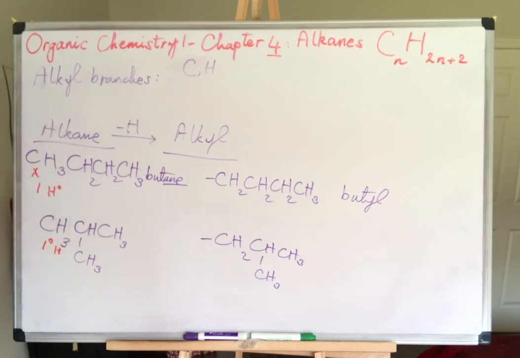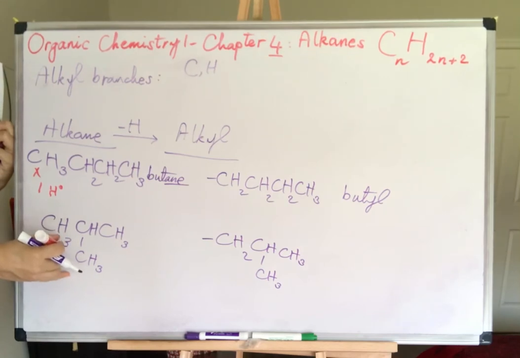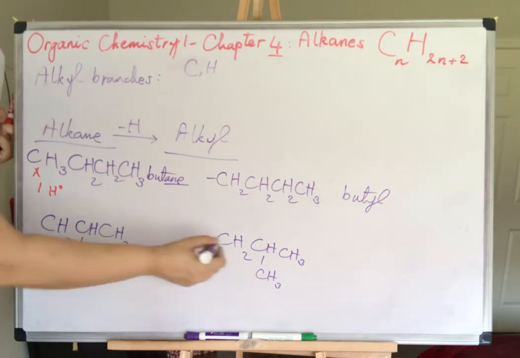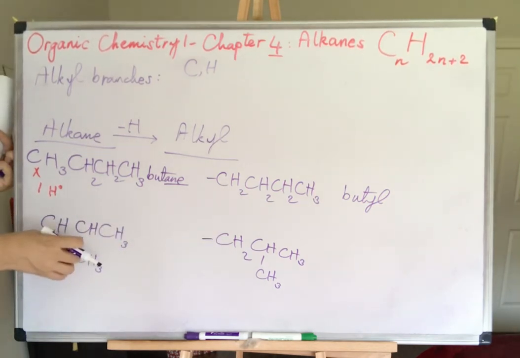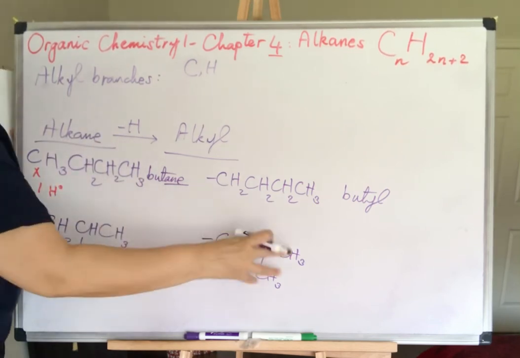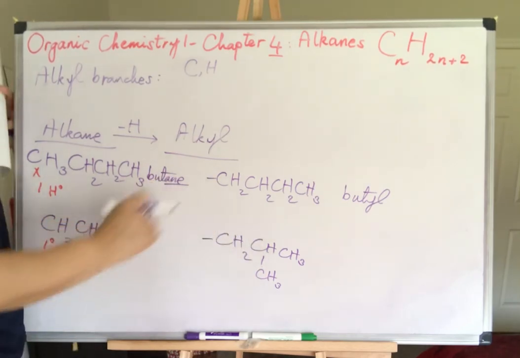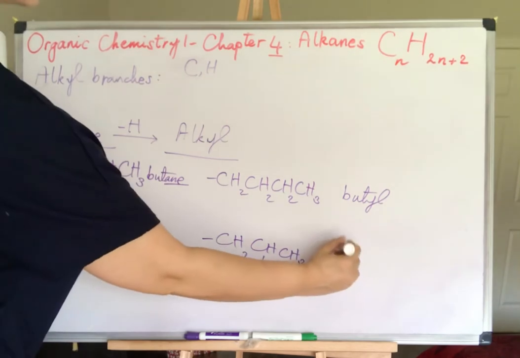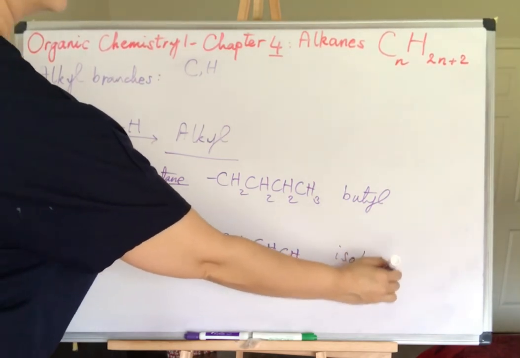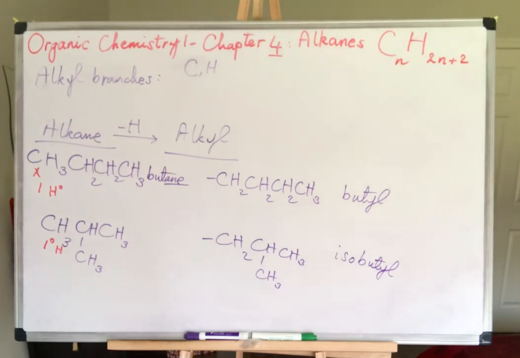Remember, in the previous chapter, you learned about the type of carbon and hydrogens. So when you remove a primary hydrogen, but something is going on the second carbon. What is going on the second carbon? You have a branch on the second carbon, so you call it isobutyl. Same as isopropyl, something was going on the second carbon. What? A branch. So far these are the two branches you can make out of butane.